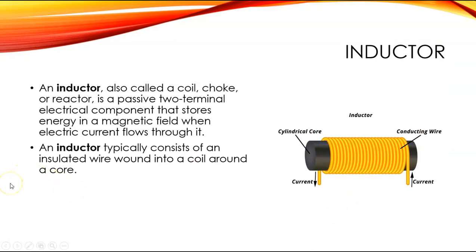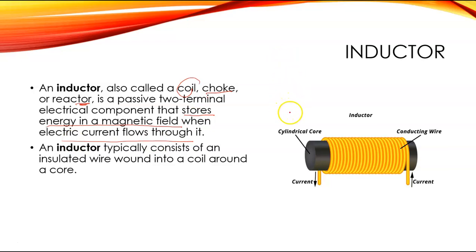Right. So we actually talk about inductance and inductor. So what actually is an inductor? Now this is an inductor. An inductor, also called a coil, a choke, or a reactor, is a passive two-terminal electrical component that stores energy. This is its function. An inductor stores energy in a magnetic field when electric current flows through it. Okay, so that's why it is important.